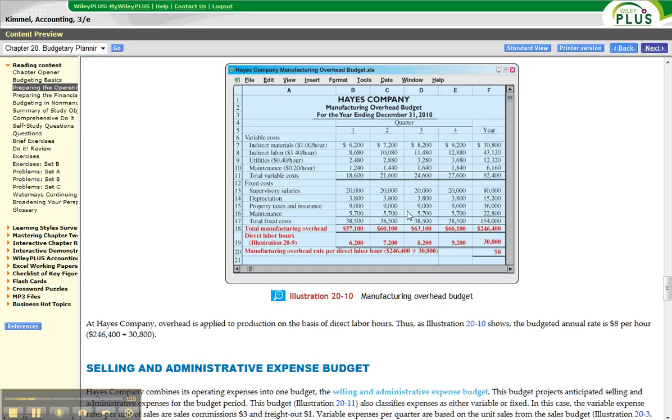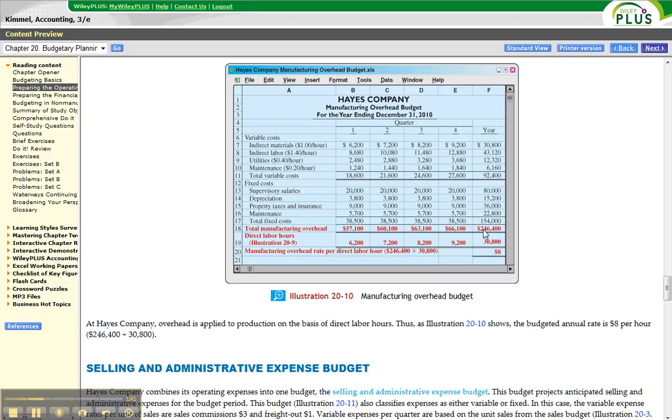The only confusing thing here might be to remember to convert these amounts into quarterly amounts, because in this case it's asking for quarterly amounts. So they might tell you that a supervisor makes $80,000 a year. So you need to convert that into $20,000 for each quarter. It might also say depreciation is X amount per month. You might have to multiply it by 3 to get a quarterly amount.